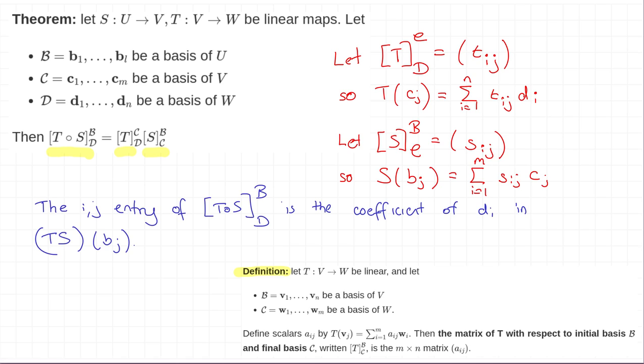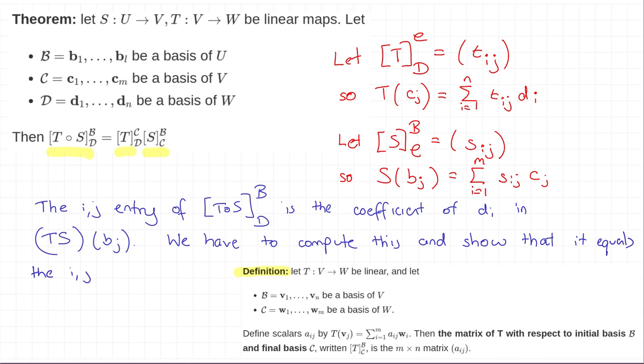So what we have to do is work out T composed with S evaluated at B_j as a linear combination of the d's and show that it equals the ij entry of the matrix of T multiplied by the matrix of S. Okay, so that's what we need to do in order to prove this theorem. So we're now going to do it.